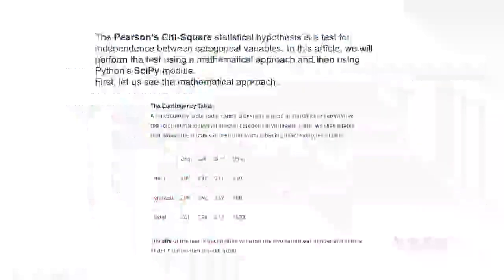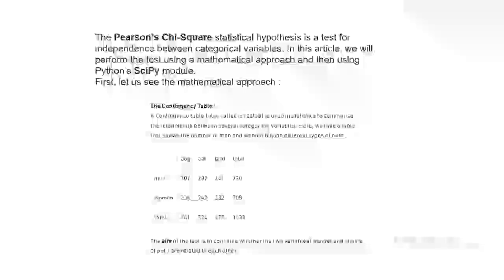So here, if you see the way we are storing the data, we are storing 207, 282, 241. As there are three pets, and this is male and female, you have to store the data like this.